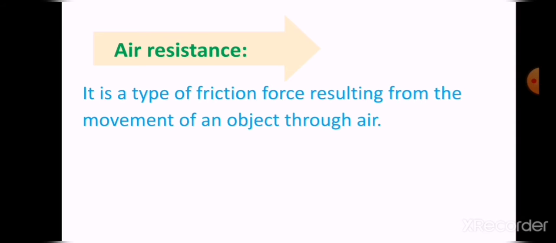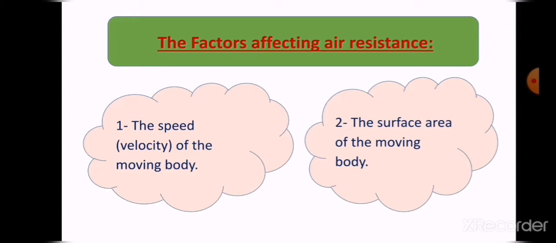So the air resistance means what? It's a type of friction force resulting from what? From the movement of an object through air. Okay? Now we will talk about the factors affecting the friction force in the air resistance. We will talk about the factors affecting the air resistance.